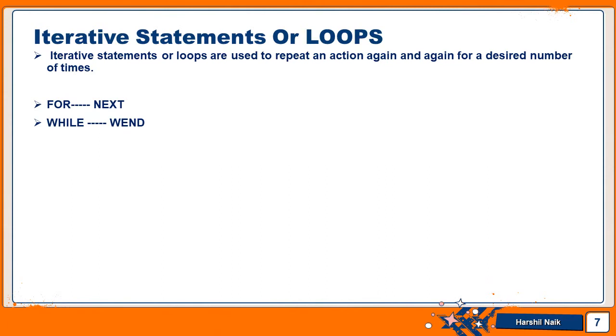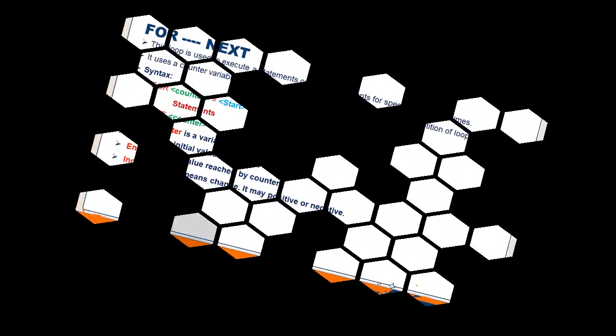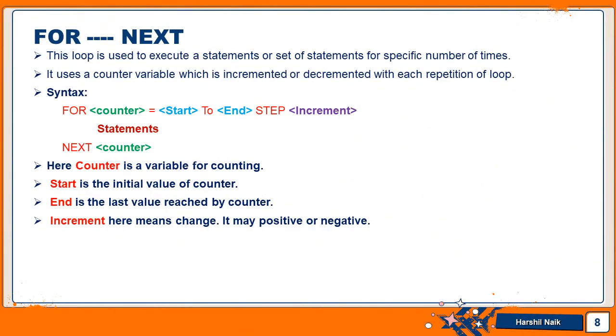Iterative statement or loops. Loops are used to repeat an action again and again for a desired number of times. There are two types of loop: for next, and while wend. Now first is for next. This loop is used to execute a statement or set of statements for a specific number of times. It uses a counter variable which is incremented or decremented with each repetition of the loop.